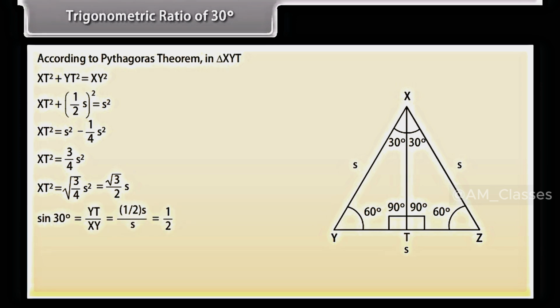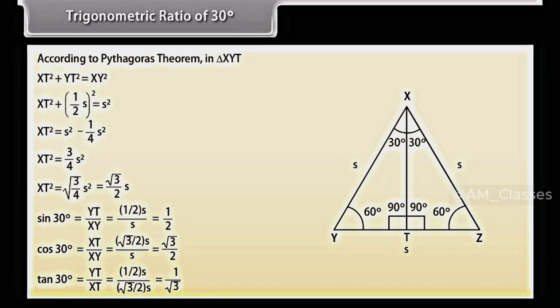Sin 30 degree is equal to YT upon XY equals 1 upon 2S upon S, which is equal to 1 upon 2. Cos 30 degree is equal to XT upon XY, which equals square root 3 upon 2S upon S, which equals square root 3 upon 2. Tan 30 degree is equal to YT upon XT equals 1 upon 2S upon square root 3 upon 2S, which equals 1 upon square root 3.